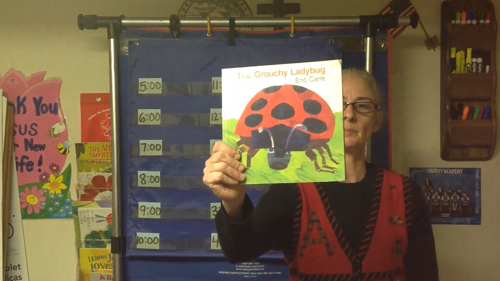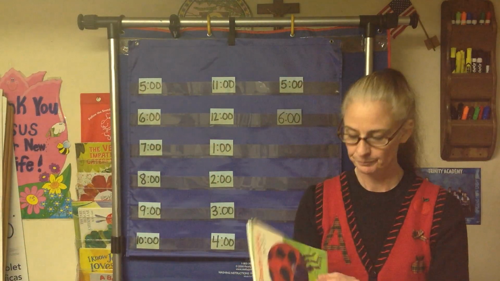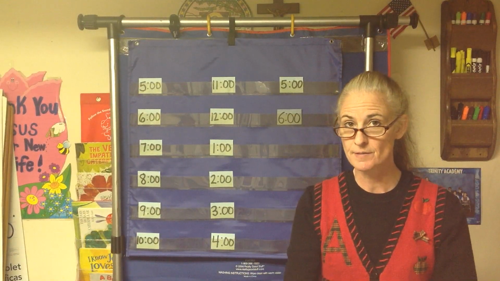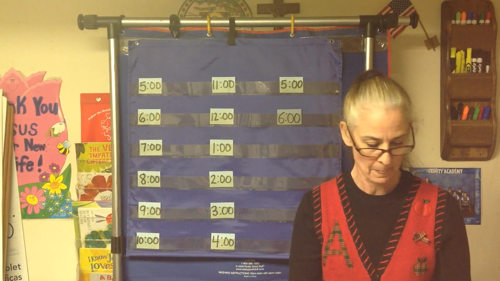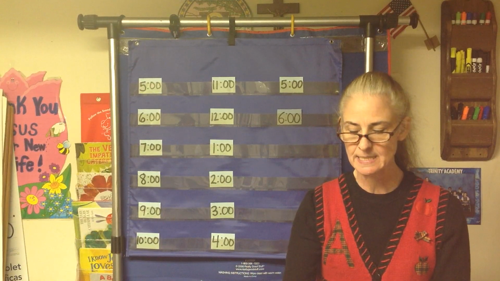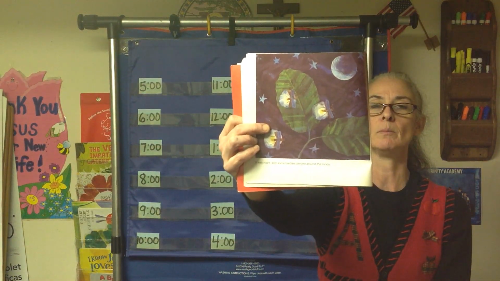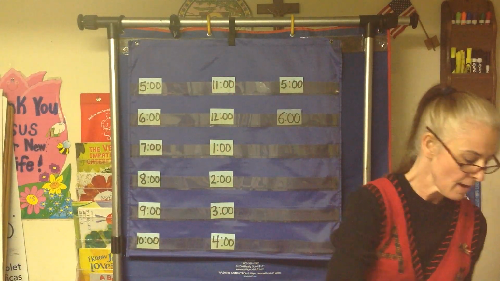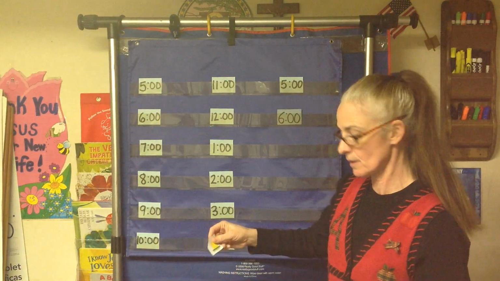Okay, get your clocks ready. And while I'm reading, I want you to take notice of the details in the pictures and in the text. Remember, text is words. Okay. It was night, and some fireflies danced around the moon. So it's p.m. We don't know the hour. Okay. At 5 o'clock, set your clock to 5 o'clock.